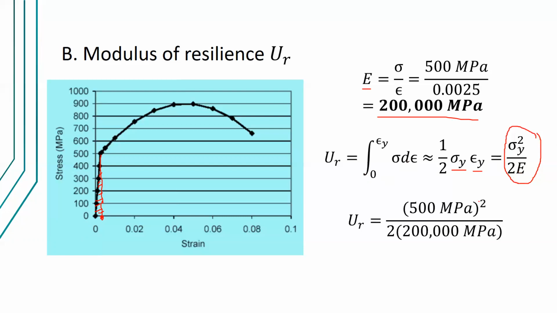And using that, sigma y is again 500 megapascal squared, over 2 times the Young's modulus we have calculated a while ago. And the result is 0.625 megapascal, which is equivalent to 0.625 megajoules per unit volume in cubic meters.